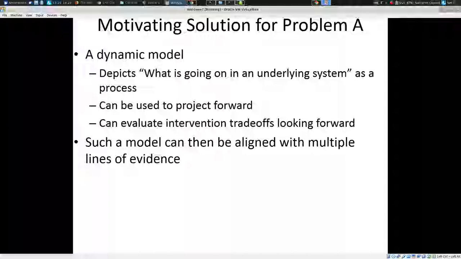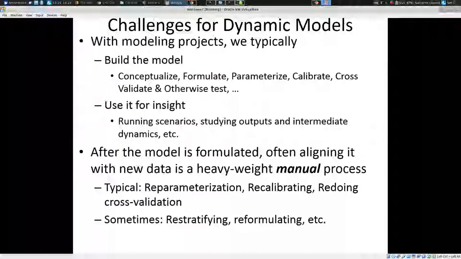Okay, we have a dynamic model. It depicts a posited set of dynamics in the underlying system, much as an HMM specified dynamics within its Markov model, the probability of transition between states. And it can be used, if it's grounded, to project forward and to evaluate interventions. And we're hoping to align this model, much as we did with an HMM, to understand what's likely the case right now, or what was the case earlier.